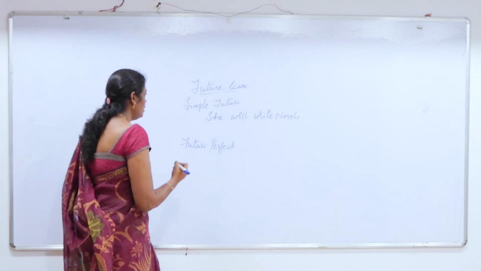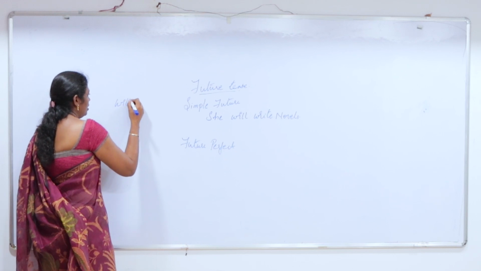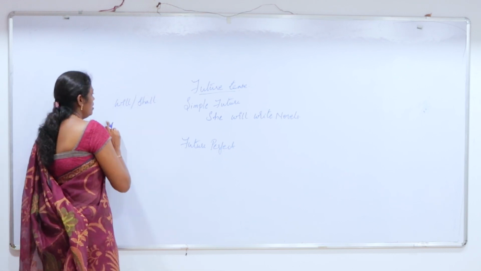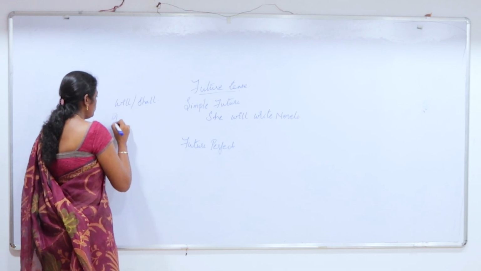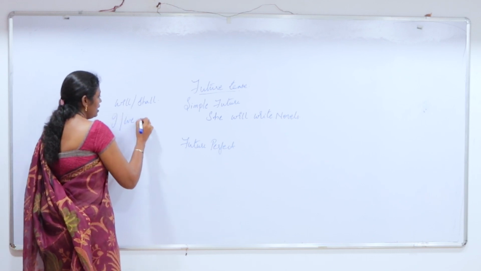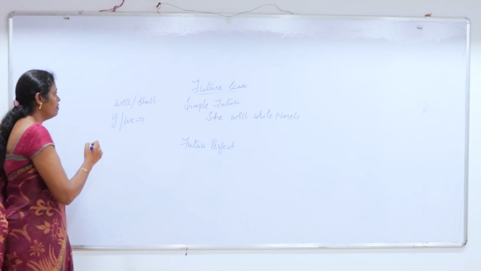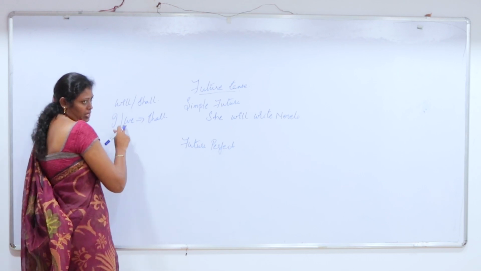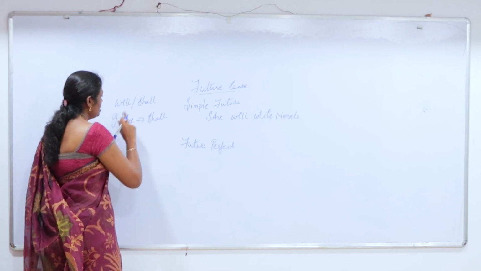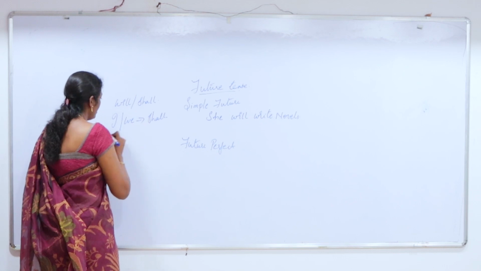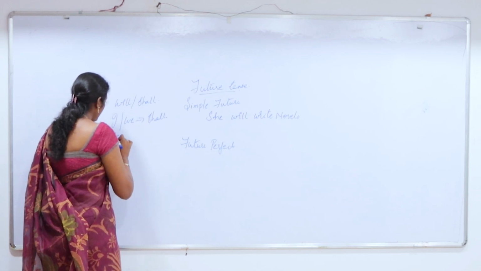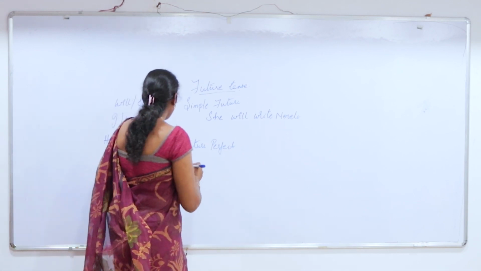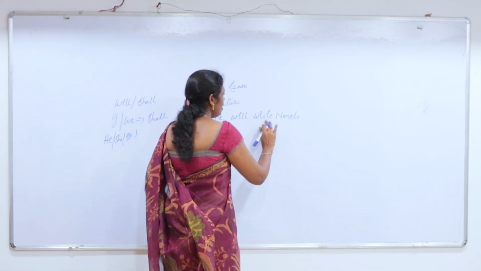I hope you all remember, will and shall are future tense words. Basically, shall is used for I and we. Whenever we use I and we, we say I shall and we shall. There's nothing wrong even if we say I will, but officially it is I shall and we shall. All other things take will: he will, she will, it will, or the name. Now, she will write novels.